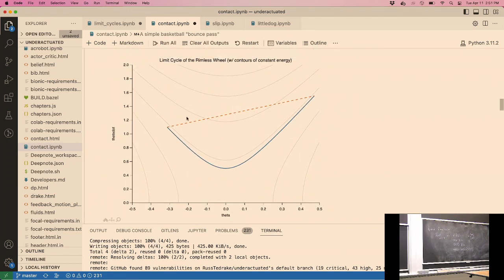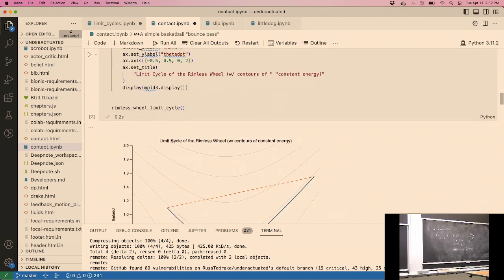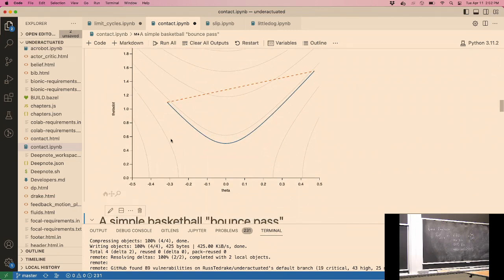And it solves, and I plot, and I get the blue curve here, which is exactly the stable walking limit cycle of the rimless wheel. That's cool. We can solve for stable solutions of our passive walking robots just with that basic tool.